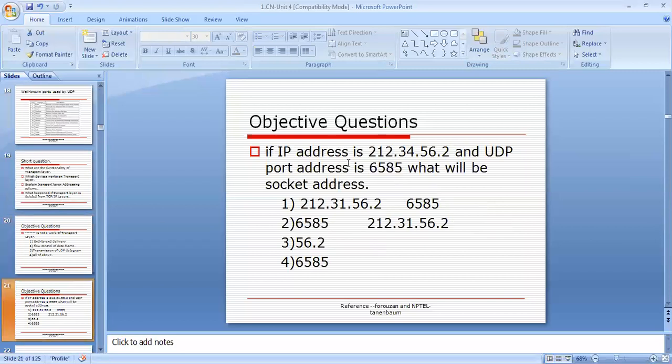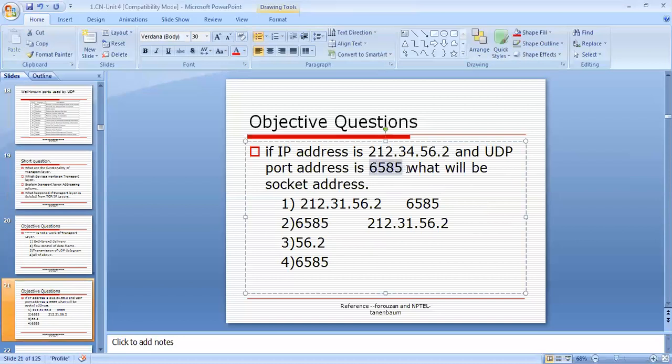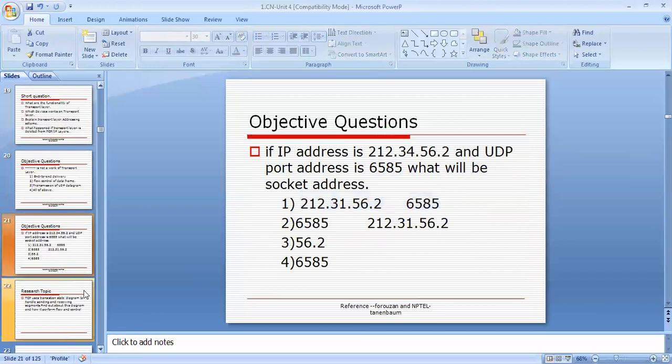Next, if the IP address is 212.34.56.2 and the UDP port number is 6585, what will be the socket address? Again, definitely option number 1 is the right answer. We first mention the IP address and then we mention the port number.